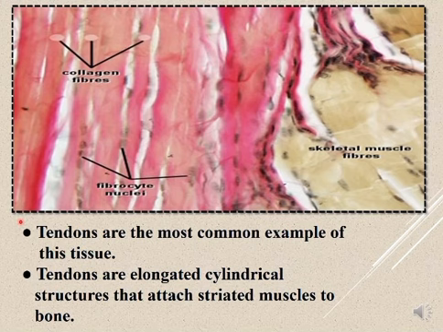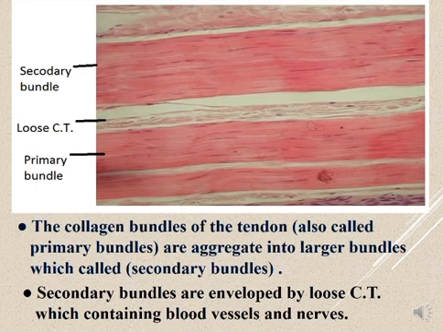Tendon is the most common example of this tissue. إذن هو التندن هو example على dense regular collagenous connective tissue. نعرف التندن هو عبارة عن elongated cylindrical structure that attaches striated muscle to bone. The collagen bundles within tendon are called primary bundles. These are primary bundles. عبارة عن مجموعة من primary bundles.